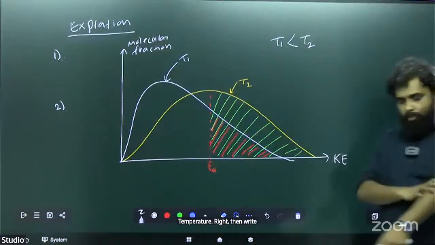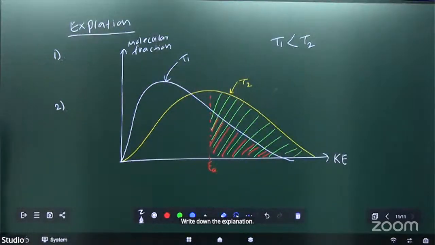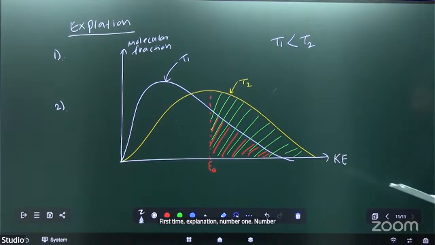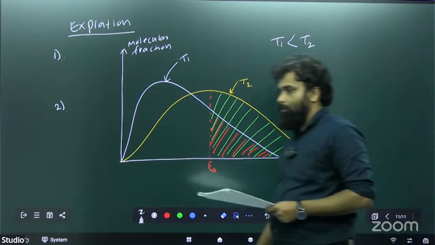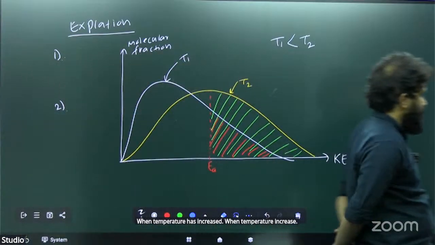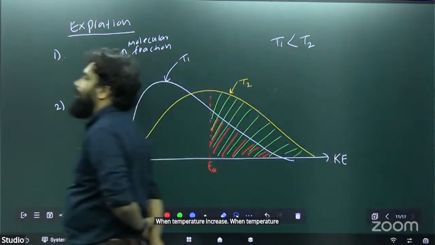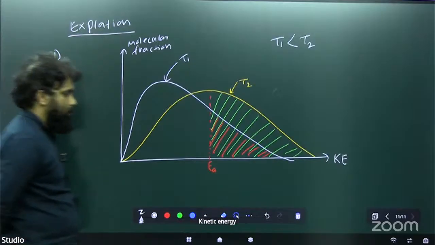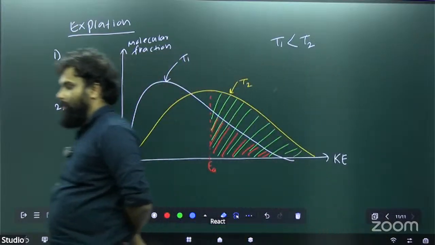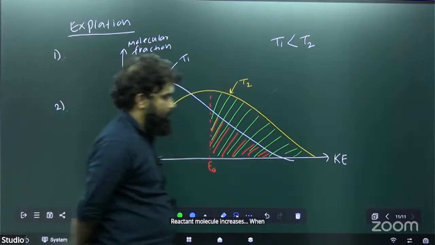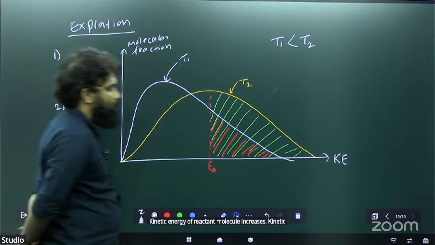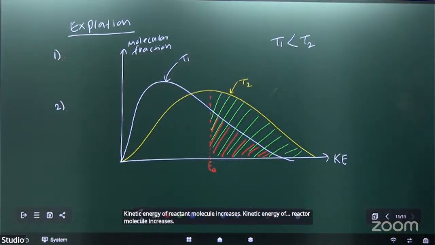Then write down the explanation. Explanation number one: when temperature increases, kinetic energy of reactant molecules increases.